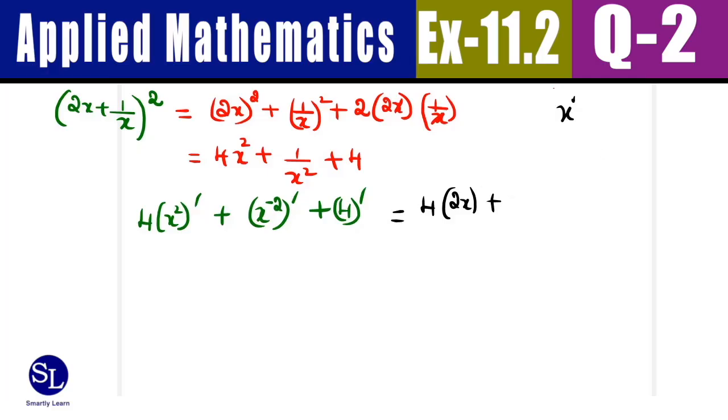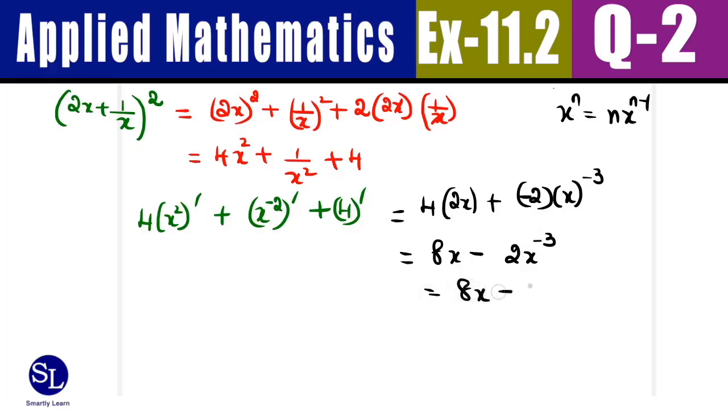the formula, x power n's differentiation is n x power n minus 1. So this is going to be minus 2 into x power minus 3. And finally, the differentiation of a constant is 0, so I'm not placing anything here. So this is going to be 8x minus 2x to the power minus 3. I can simplify and write this as 8x minus 2/x cubed.